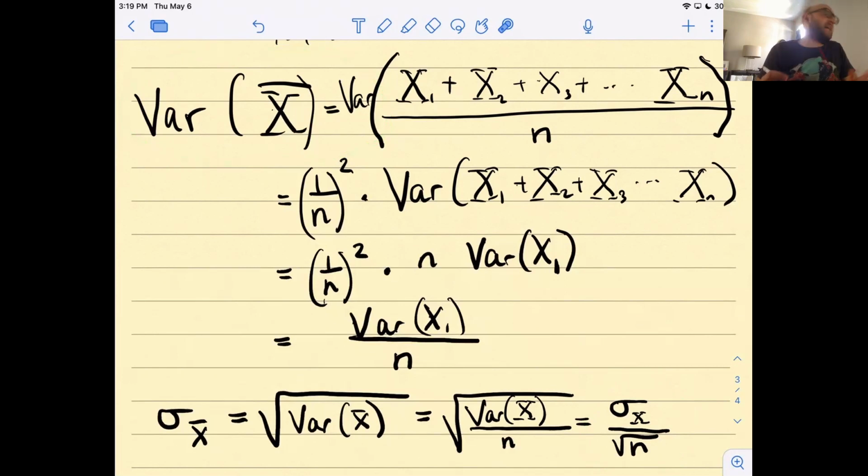And I'm not going to ask about this or anything. This is just to explain, so you have an understanding of why it's true. The only thing I do expect you to know is the actual formula: that this standard deviation is equal to the original divided by root n. That's all you actually need to know.